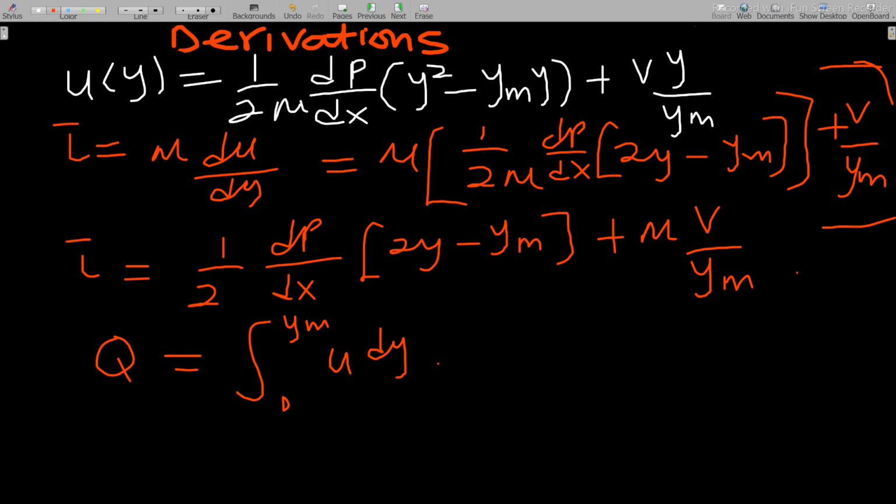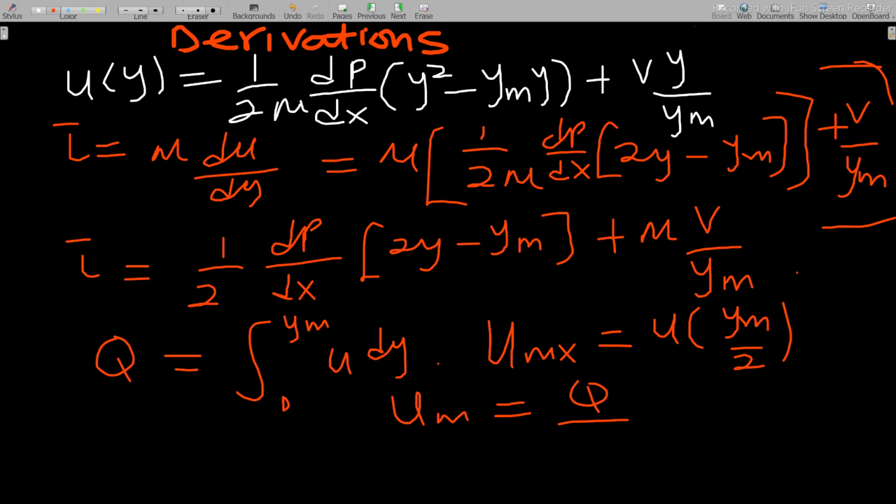You can find that. And now u max occurs at y equals ym over 2. Just put ym over 2 in place of y, and then you find your u max. U mean is equal to q over ym, and then you find the relationship between them. What is really important is for you to find your u of y and tau of y. Whenever you have these, you can use the two of them, or you can use your u of y to find the remaining expressions.